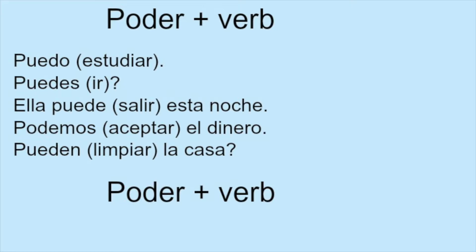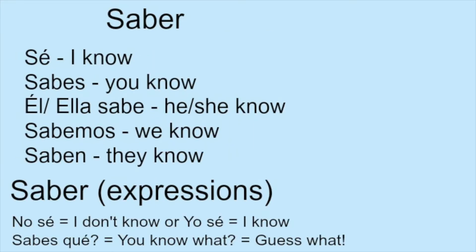And now we're going to take a look at saber. What is saber? Saber means to know. Here you see the conjugation of the verb saber. You have sé, which is I know, sabes, you know, él or ella sabe, he or she knows, sabemos, we know, saben, they know.